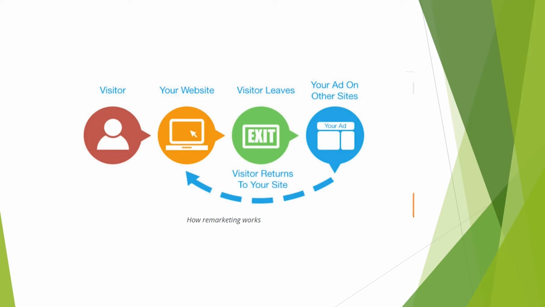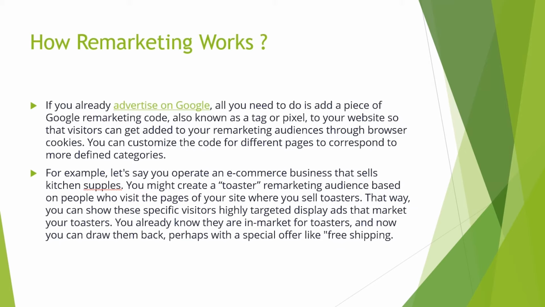Now let's see how it works. If you already advertise on Google, what you need to do is add a piece of Google remarketing code as a tag or pixel to your website so that visitors can get added to your remarketing audiences through browser cookies. For example, you operate an e-commerce business that sells kitchen supplies.